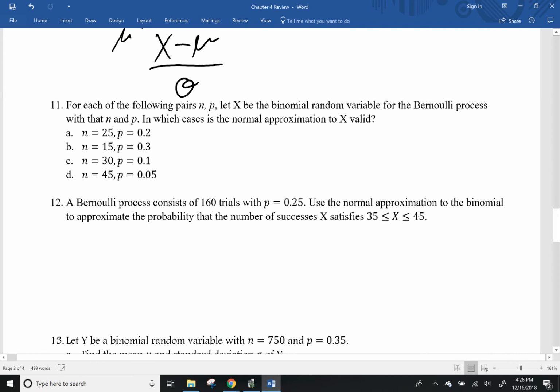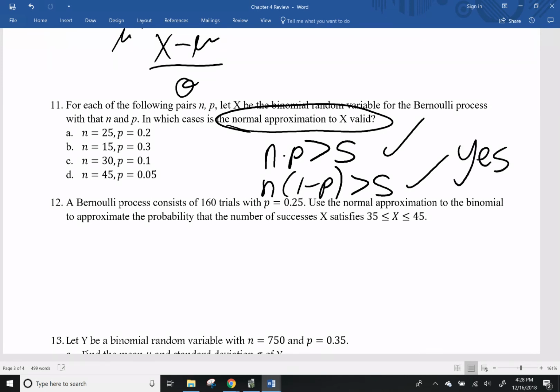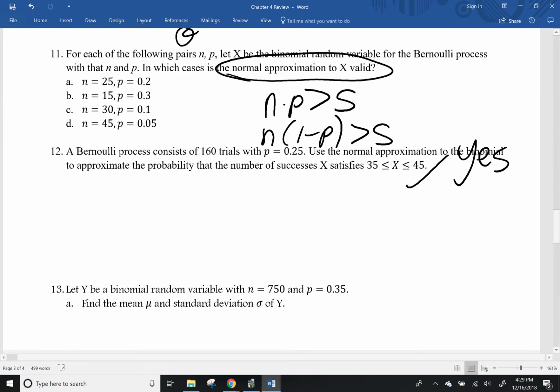Number 11. So number 11 is asking, in which cases is the normal approximation to x valid? When it's asking that, it's asking for you to check if it works or not. And the only way to check if it works or not is using these formulas. N times P has to be greater than 5, and N times 1 minus P has to be greater than 5. If that's true for both of these, then you say, yes, it's valid. If it's not true for any one of them, then you say, no, it's not. So simply plug in the N and the P and see if it's bigger than 5. And if it is, yes. If it's not, no.